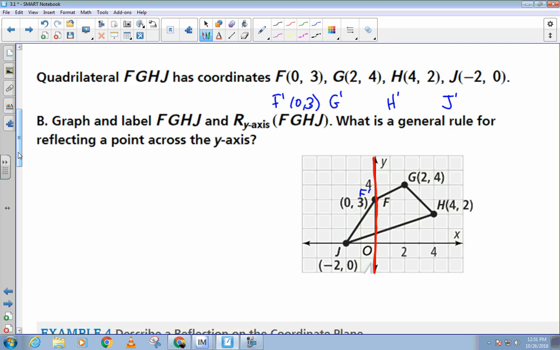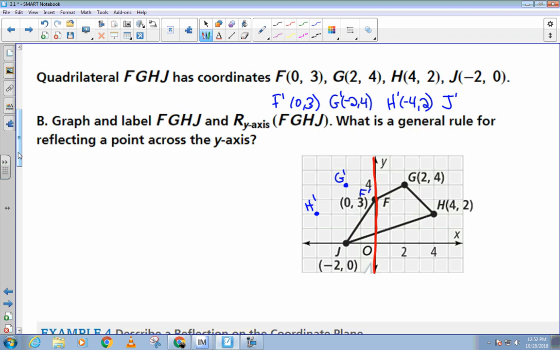G is 2 units to the right. So when I reflect it, it's going to go 2 units to the left, which would be G prime. So that's at -2, 4. H is 1, 2, 3, 4 to the right. So I have to go 1, 2, 3, 4 to the left. Okay, and that is at -4, 2.